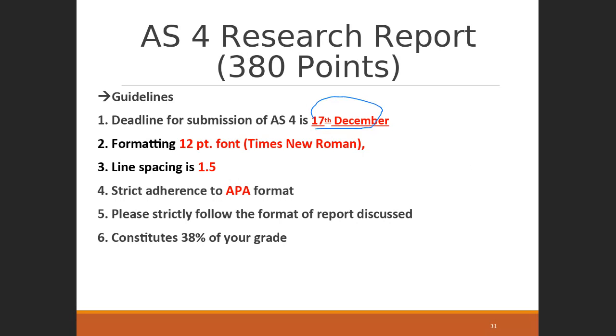Please keep in mind the formatting requirements of your AS4, the line spacing, the APA format, and the format of the report which is discussed in today's session.